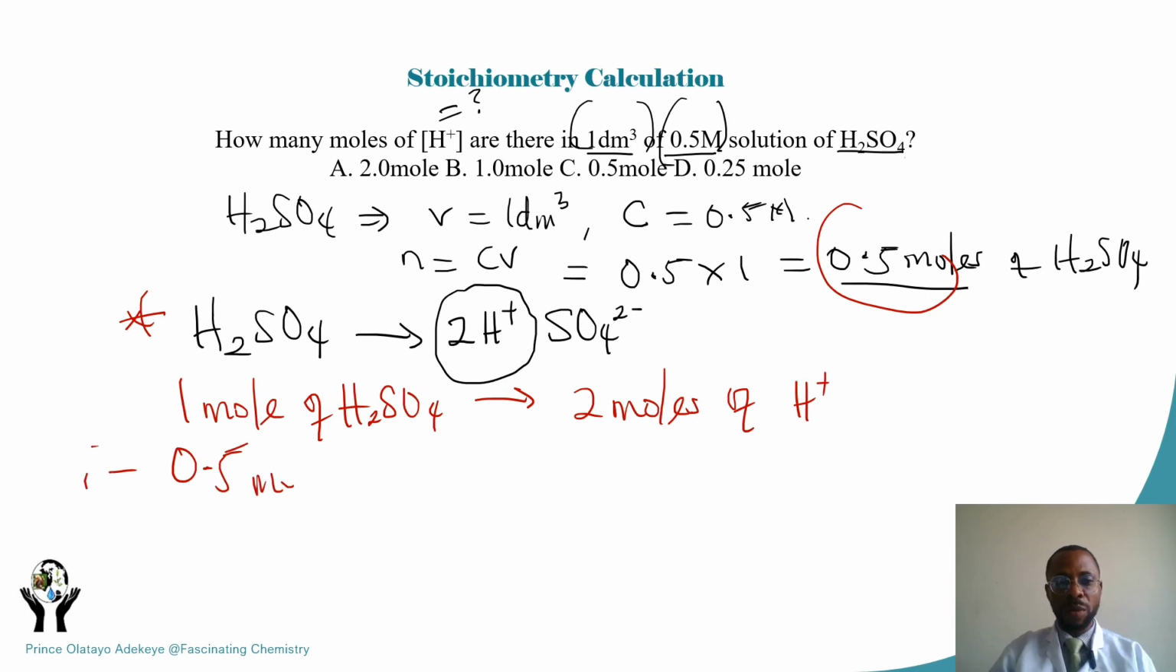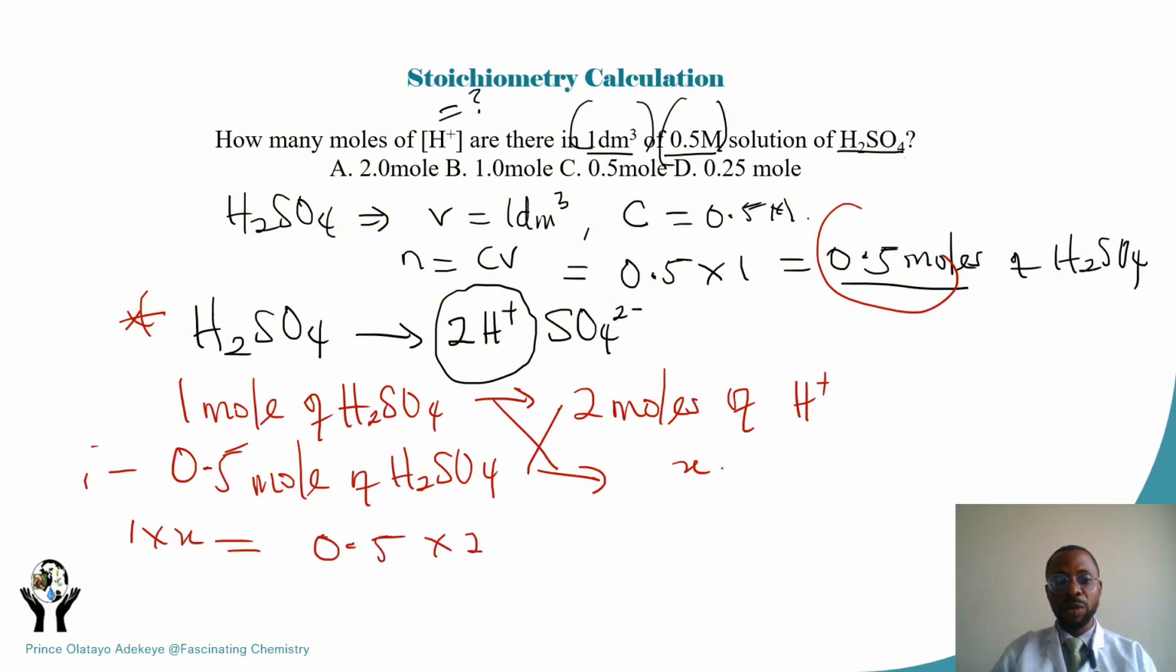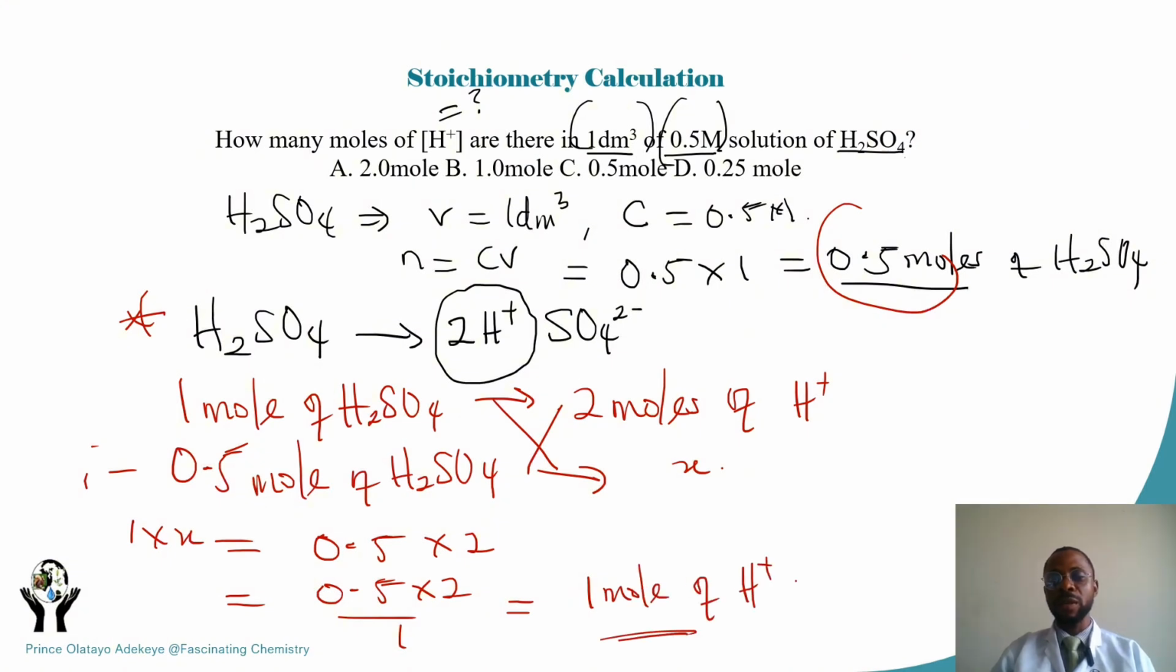So now for the 0.5 moles of H2SO4 we have gotten here, what will now be the corresponding mole of hydrogen ion? You can simply cross multiply at this point, and you have 1 multiplied by x will give you 0.5 times 2, and then x will be equal to 0.5 times 2 over 1, and that will give us 1 mole of hydrogen ion. That is the answer.